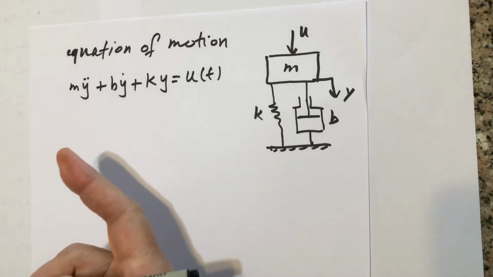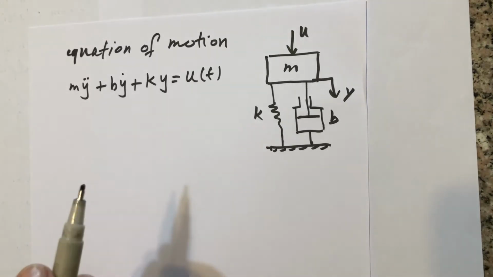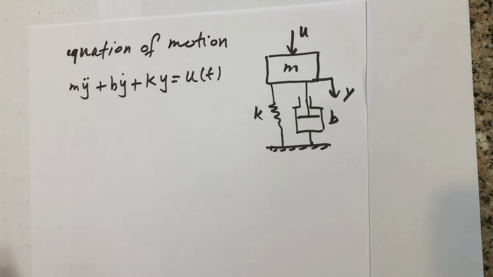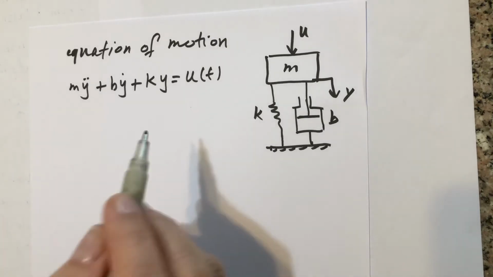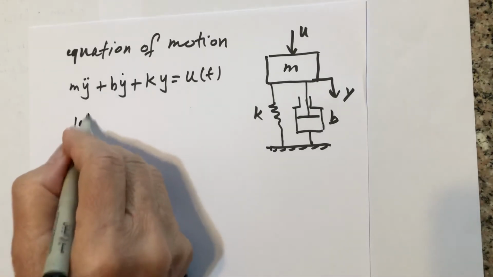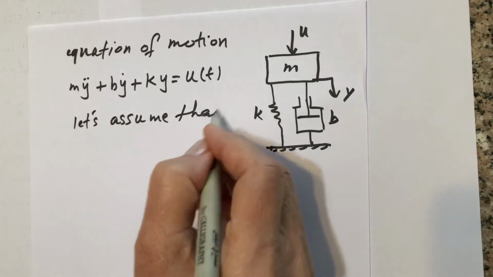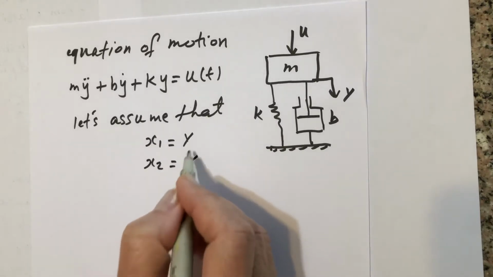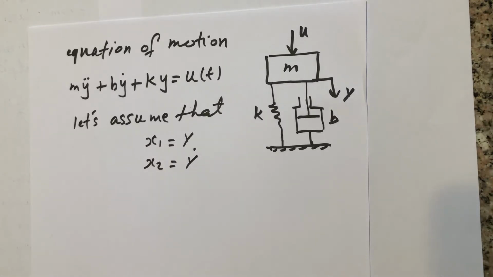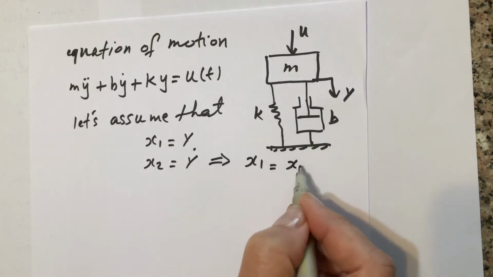Of course, as you know, this is a second order differential equation, so we're going to expect that the A matrix will be 2 by 2, okay? This matrix, because it's a second order system, will have two states. That means x1 and x2, okay? Let's assume that x1 is y, x2 equals y dot.